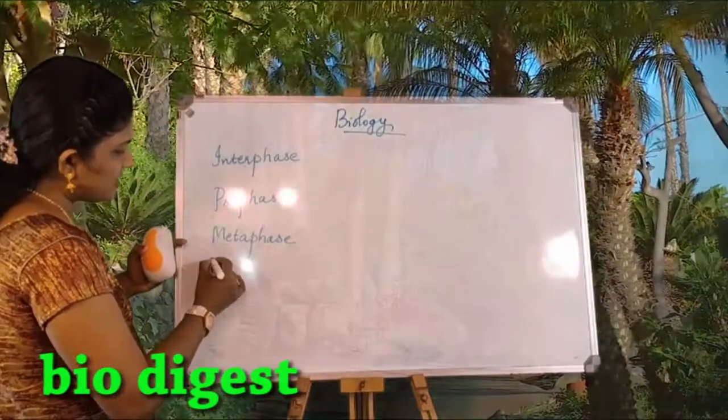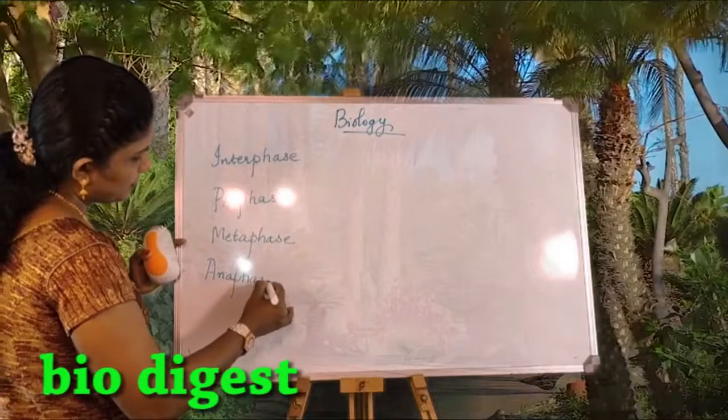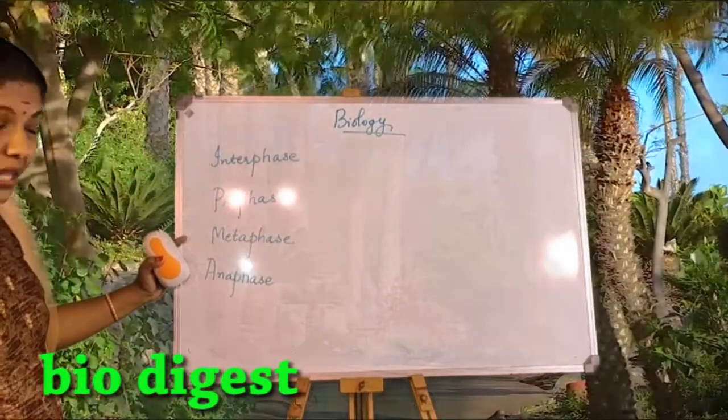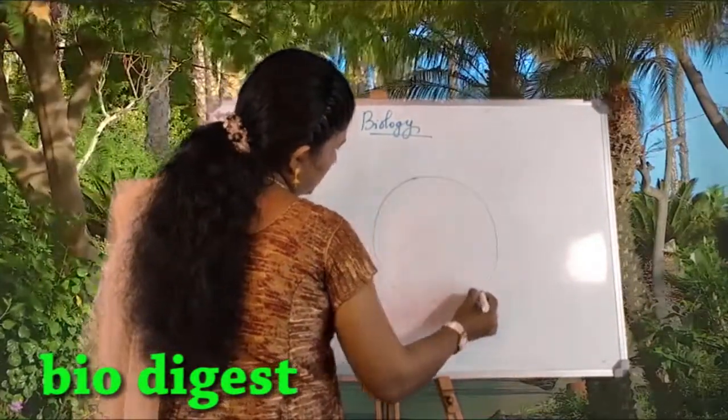Now moving to the next stage, that is anaphase. What will be the appearance of the cell during the anaphase stage? So this is the cell.